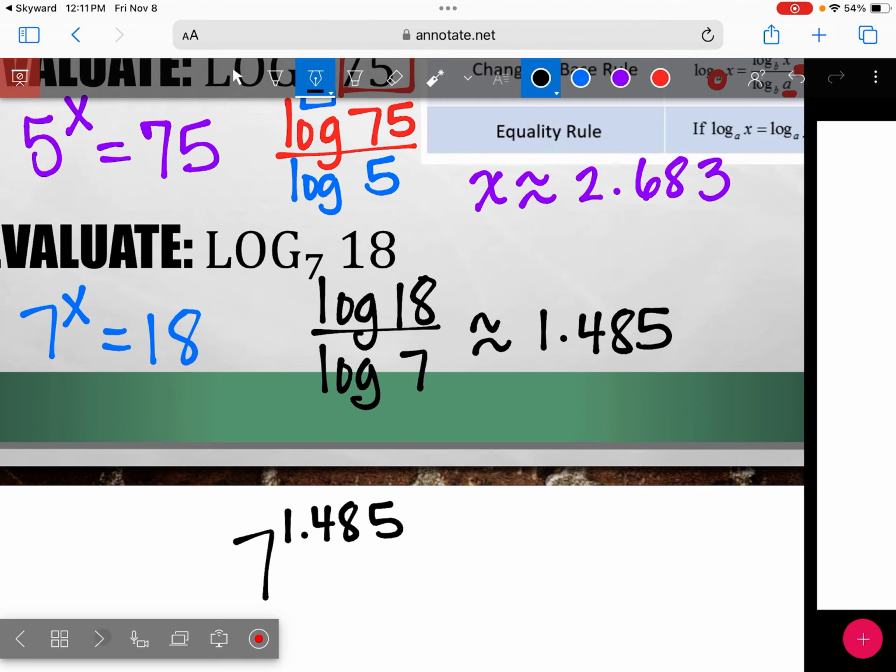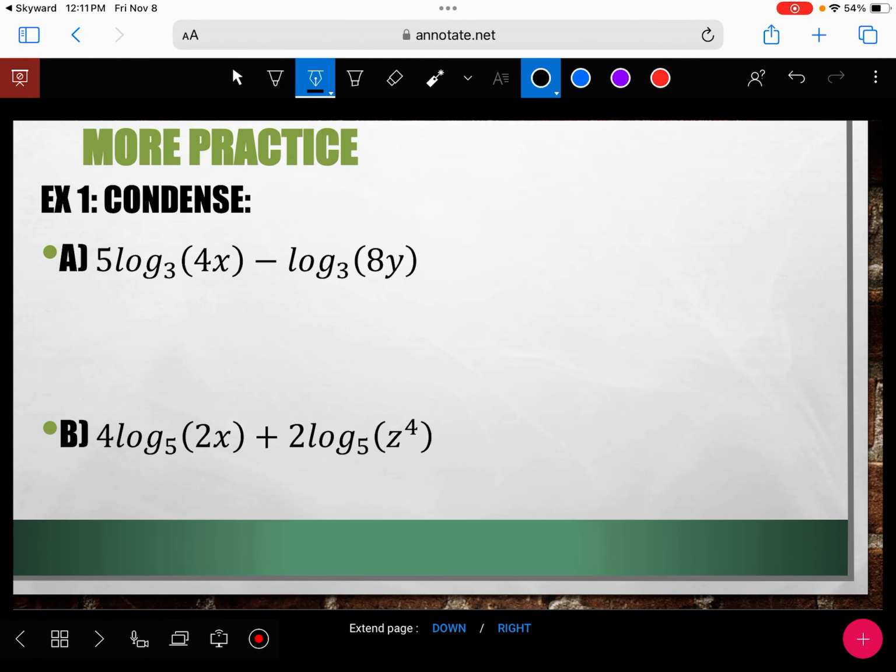Okay. Almost finished. So let's go ahead and copy this down. This is where we have multiple rules that we're going to apply. So go ahead and we're going to bring it all together. We're going to condense both of these, and we're going to use multiple rules when we do that. Now, in order to fully condense it, that means it's going to come down to just one log. You see how we have two logs? If it's fully condensed, you should only have one log.